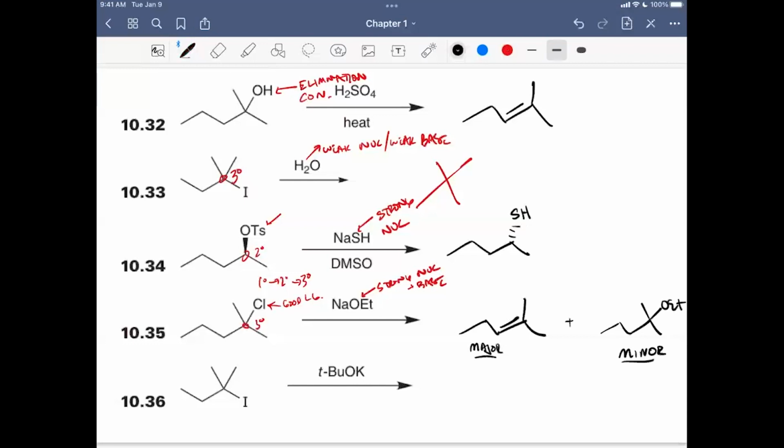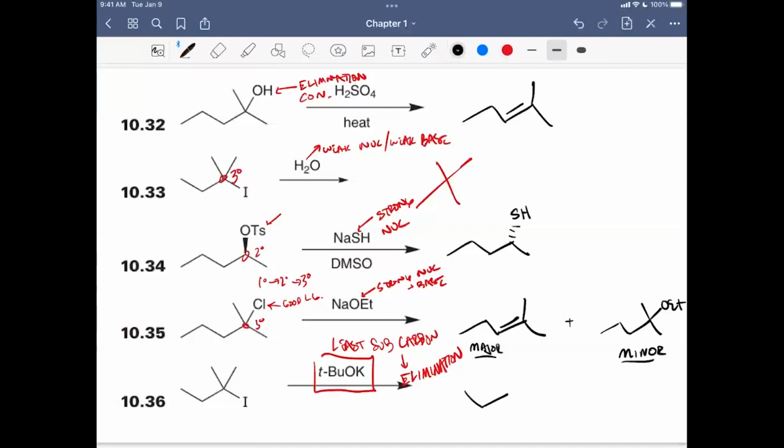Okay. Our next one, whenever you see this reagent, we do the least substituted carbon and we're doing elimination. So you never, ever, ever do substitution when you see tert-butoxide, and that's what that t-BuOK means. You always do the least substituted carbon elimination.